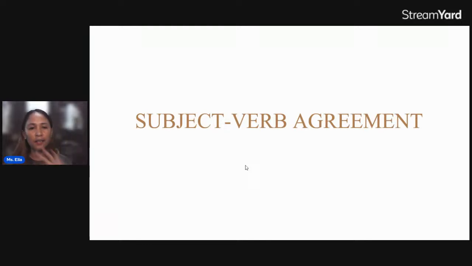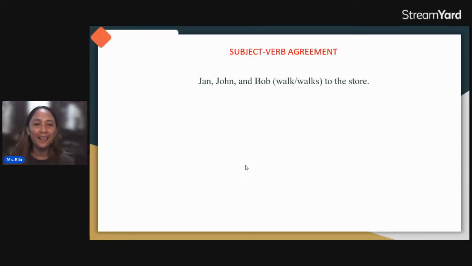Now, today, let's proceed with the subject verb agreement. I know subject verb agreement is an easy topic, but even though it's easy, a lot of us get confused with it. Even me, I also get confused with this agreement. Okay, so now let's start.